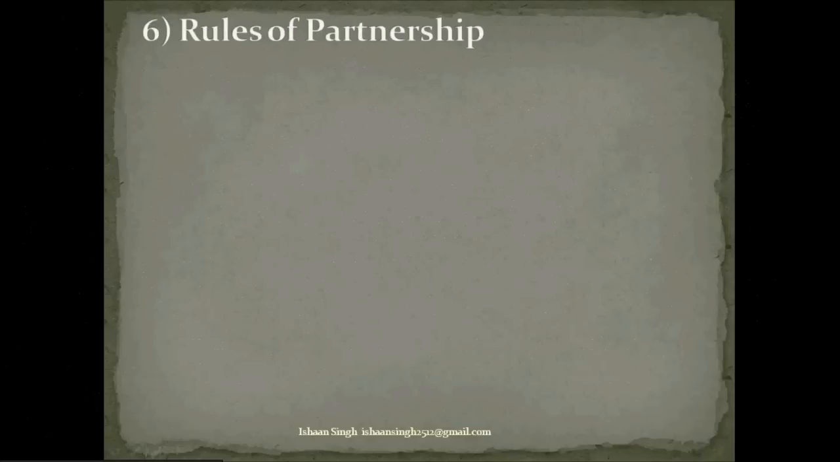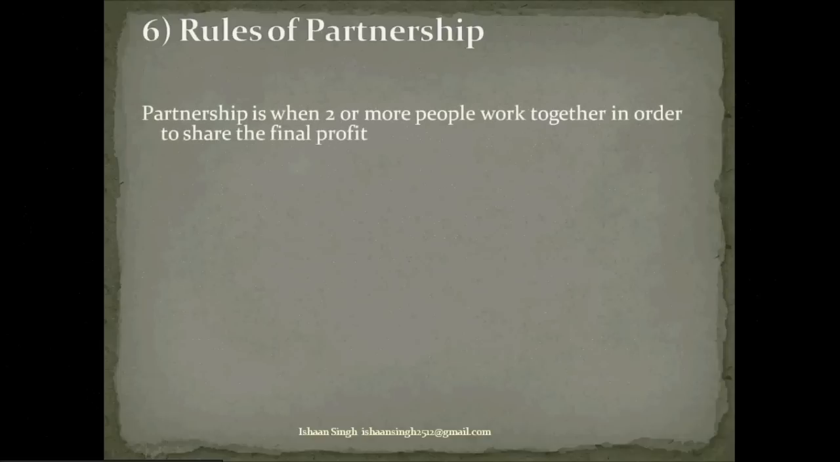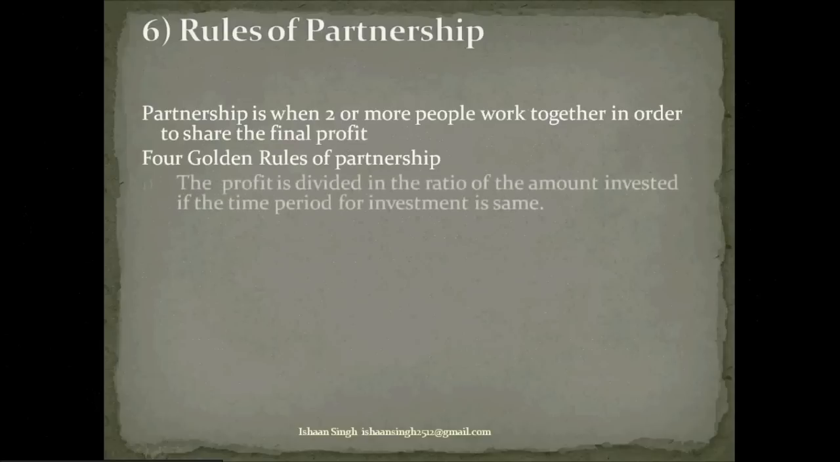Now the next concept that we are going to discuss is the rules of partnership. What is a partnership? A partnership is when two or more people work together in order to share the final profit. Fine. So there are 4 golden rules of partnership. The first rule says the profit is always divided in the ratio of the amount invested if the time period for investment is the same.